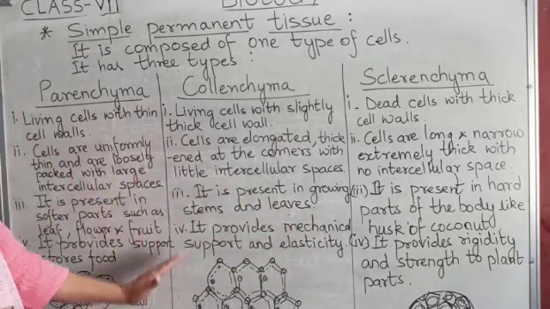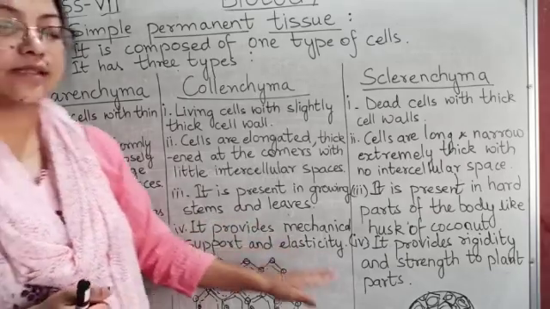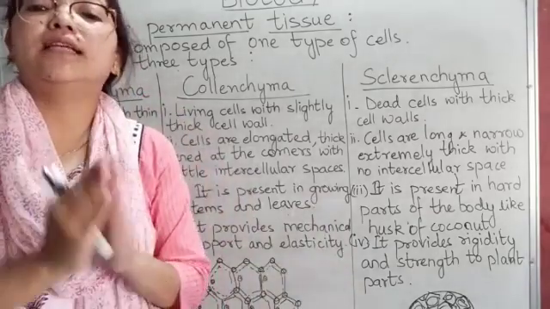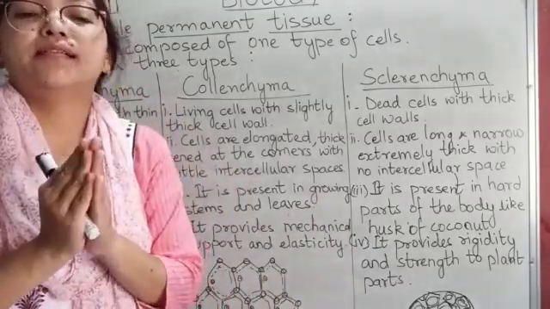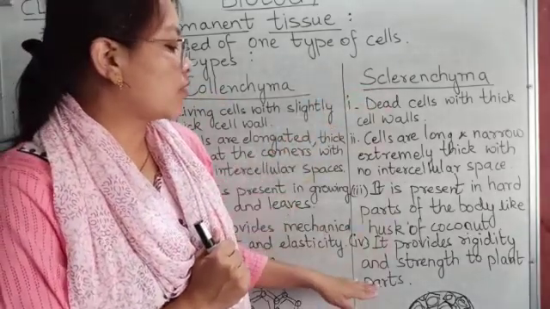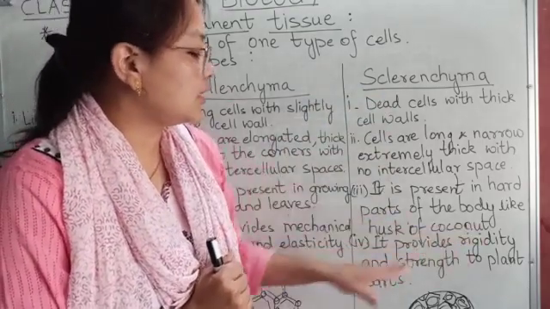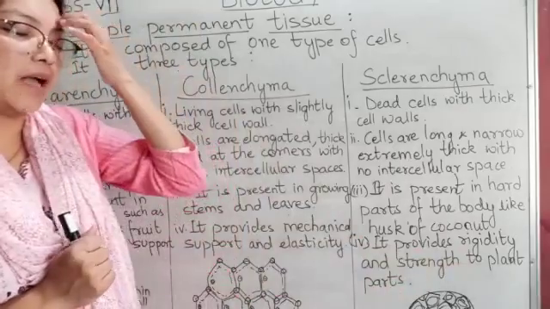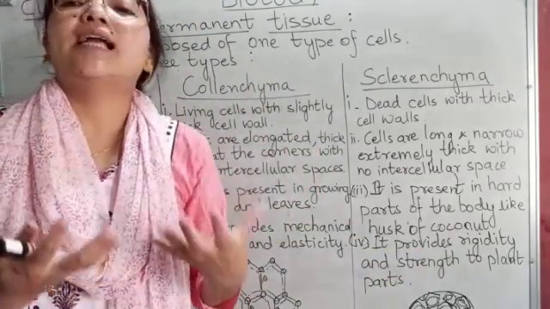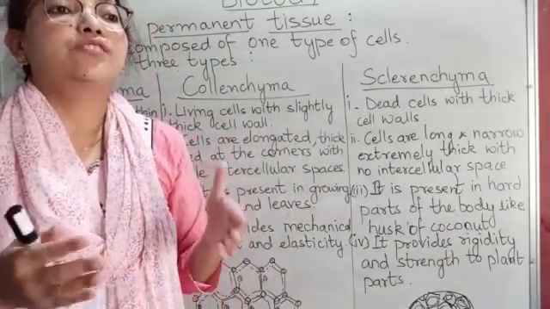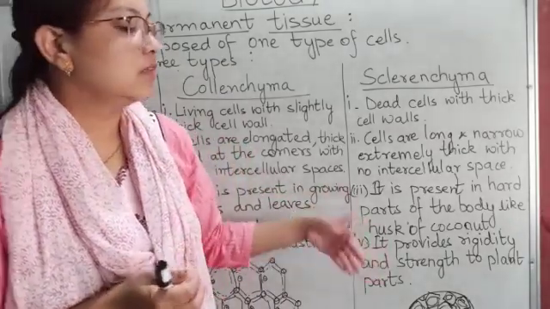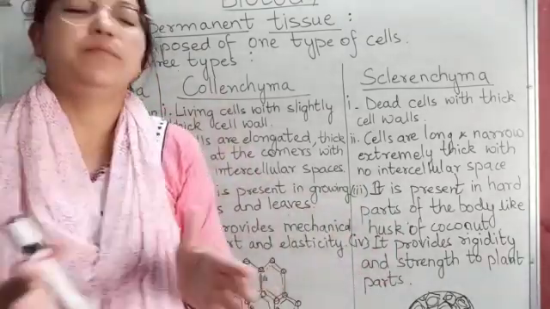Now collenchyma cells provide mechanical support and elasticity. Because of them, stems and leaves can bend easily. They cannot break, they can bend easily, because of collenchyma cells. Now comes the fourth difference, of sclerenchyma: it provides rigidity and strength to plant parts. Sclerenchyma cells help plants withstand various mechanical strains. So they provide mechanical strength and rigidity to the plant.